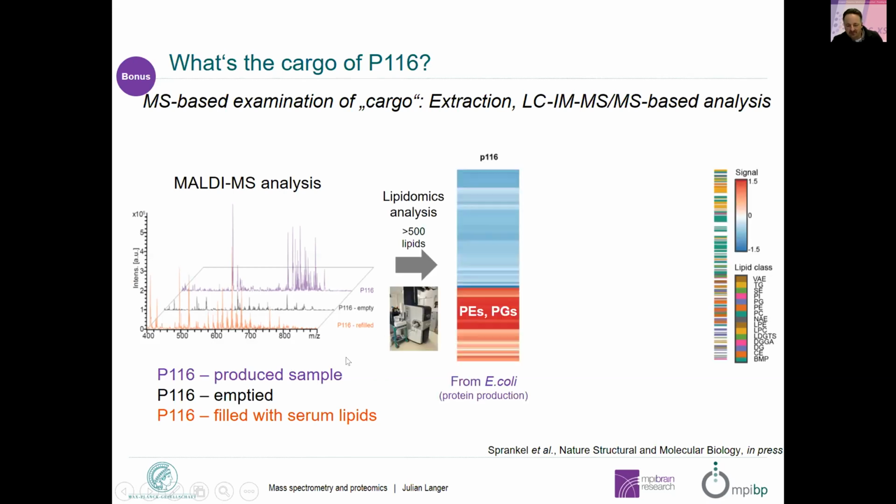So we then decided to go in on this and re-rigged our timsTOF Pro 2 with our nanoElute to do a lipidomic screen. And we actually identified in total more than 500 lipids in this.